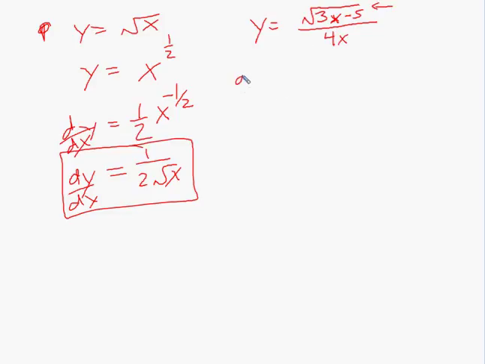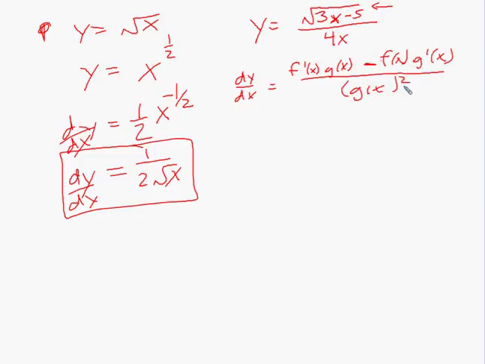So if I'm finding the derivative of this, it's going to be my quotient rule. So f prime of x, g of x, minus f of x, g prime of x, all over g of x squared. So what is f of x? Well, f of x is going to be the top. So that's root 3x minus 5. Well, now I need to take the derivative of that. To take the derivative of that, I need to do a chain rule.